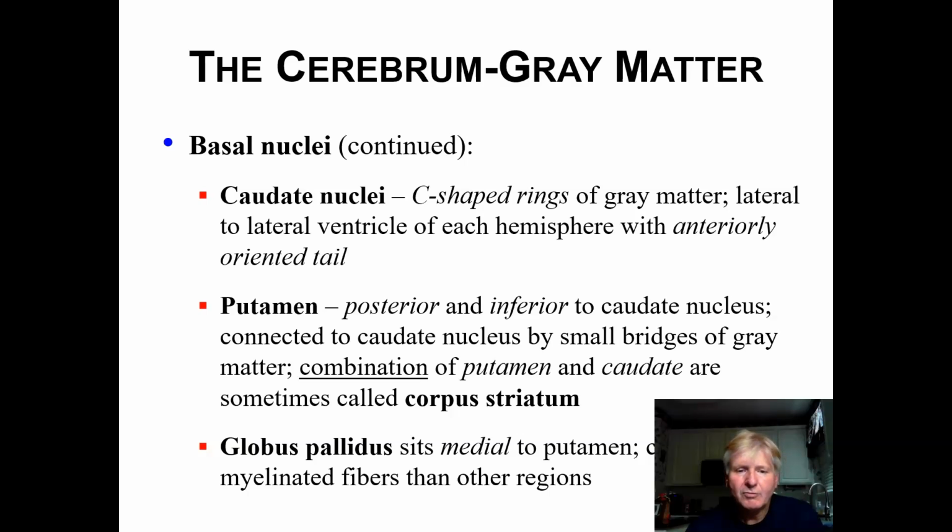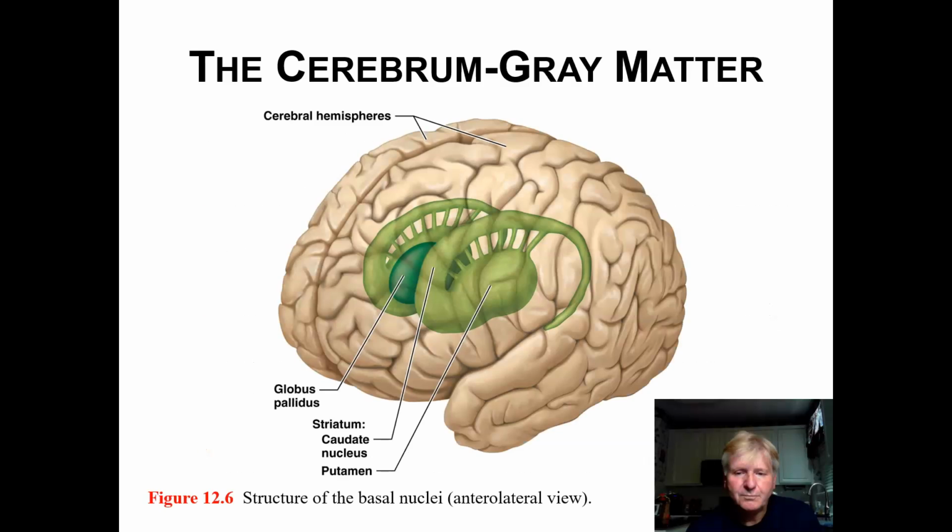And then the third basal nucleus, the globus pallidus, is just medial to the putamen. It's basically inhibitory to the primary motor cortex, whereas the caudate nucleus and putamen are excitatory. So here's an image showing you the globus pallidus lying medial to the corpus striatum, which are the caudate nucleus and the putamen.